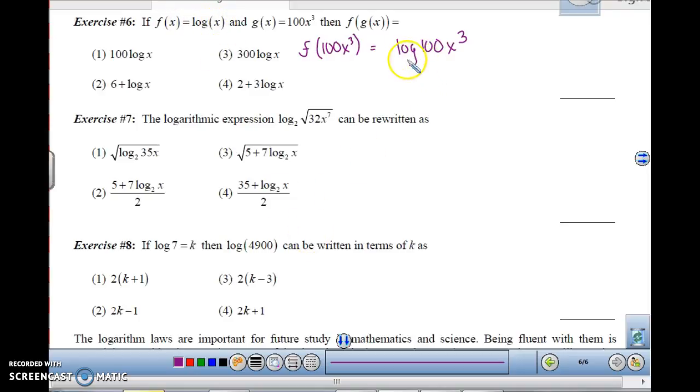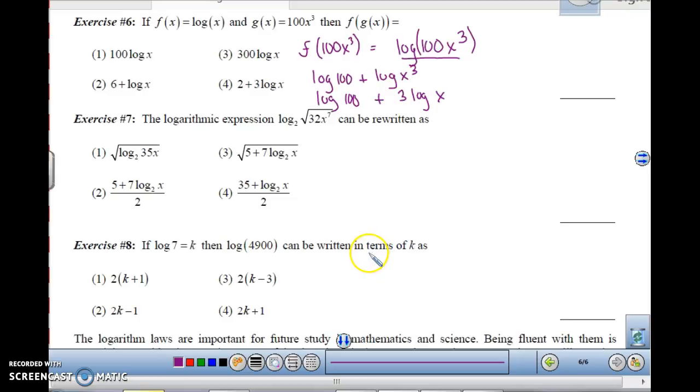Okay, now I need to expand this. Log of 100x cubed. This is a product. So that's going to be log of 100 plus log of x cubed. Okay, then I have an exponent here, so that's log of 100 plus 3 log x. The exponent goes out in front.